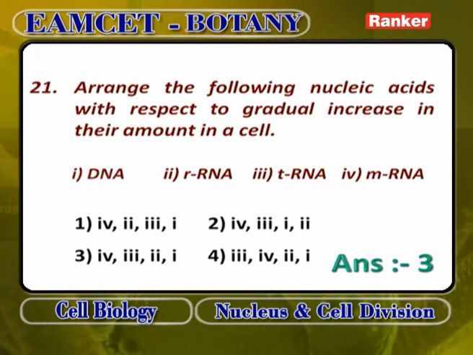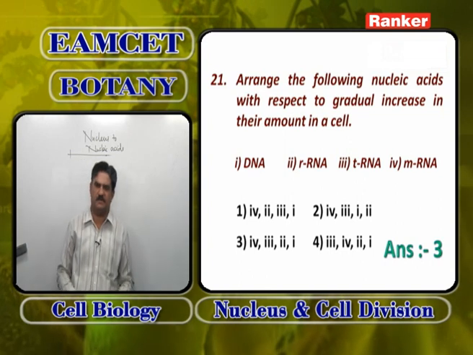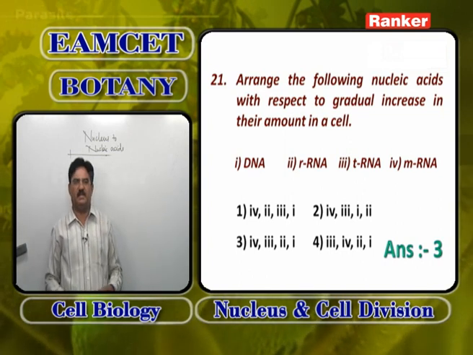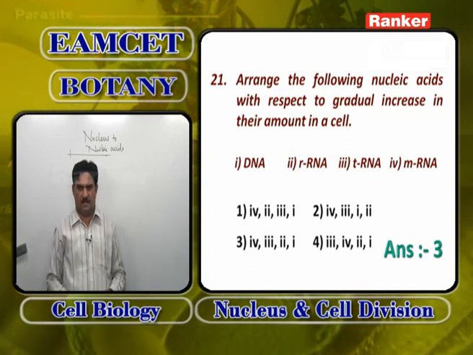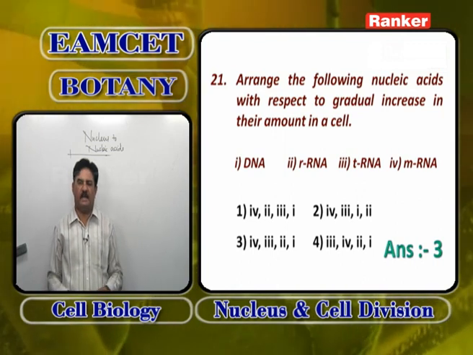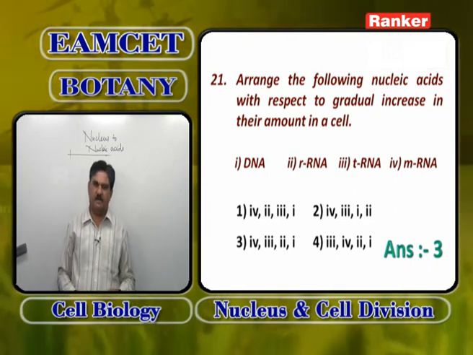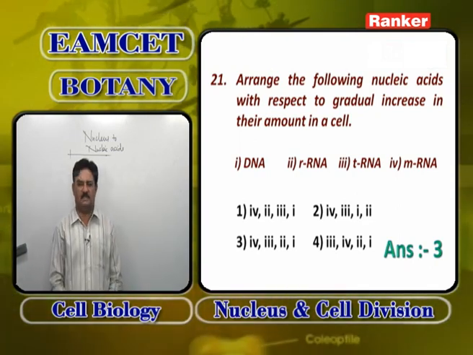DNA maximum. So arrange the following nucleic acids with respect to their gradual increase in the amount in their cell. Messenger RNA is just 5 to 10%. Transfer RNA is 10 to 15%. Ribosomal RNA is 75 to 80%. DNA maximum. So mRNA, tRNA, rRNA, DNA. Answer is 3 for this.